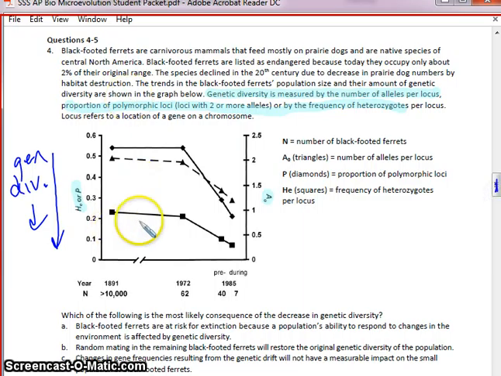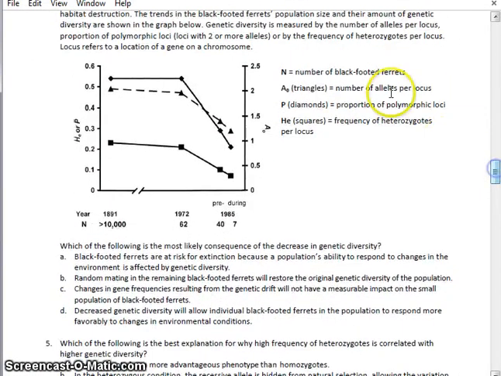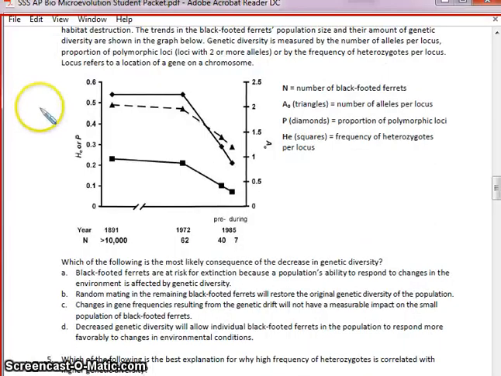So let's see if I can get my full screen up here to show the full question. Let's go back here. All right, so again, we're looking at genetic diversity going down. And over here, this is just time. And we can see for a period of about 80 years or so, there wasn't a whole lot of change. But then all of a sudden, around here in 1972, there was a change. And remember what's going down right here is the amount of genetic diversity.